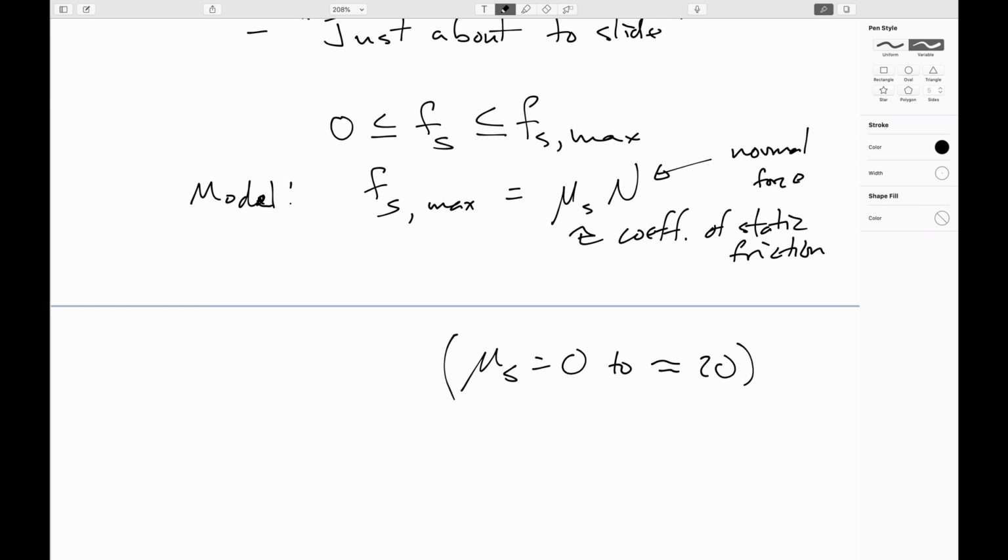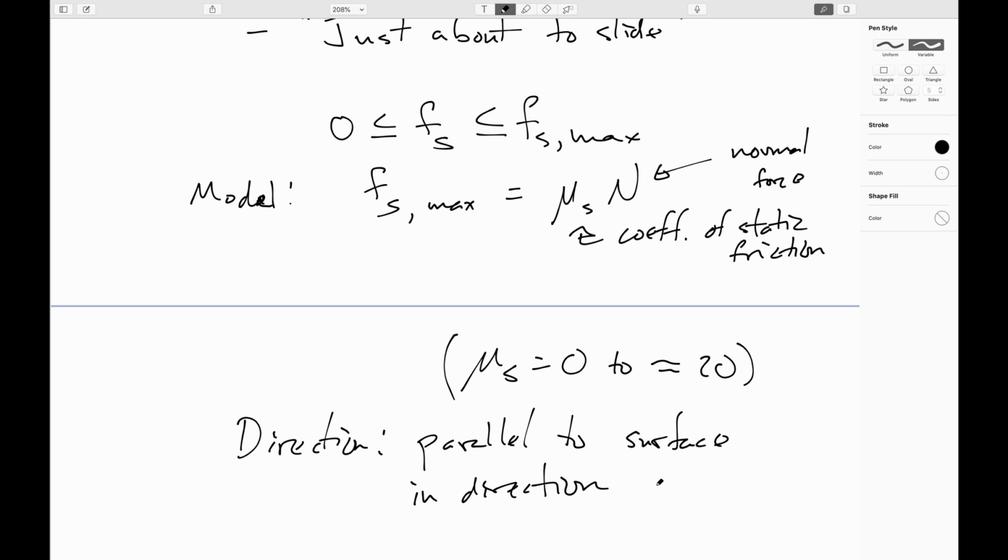And it's important to note that this is not a vector equation. This is a scalar equation. That's why I didn't draw any little arrowheads over it. This is because the direction for friction is parallel to the surface, whereas, of course, the normal force is perpendicular to the surface. And the direction is whichever way is required to keep the object stationary with respect to the surface.